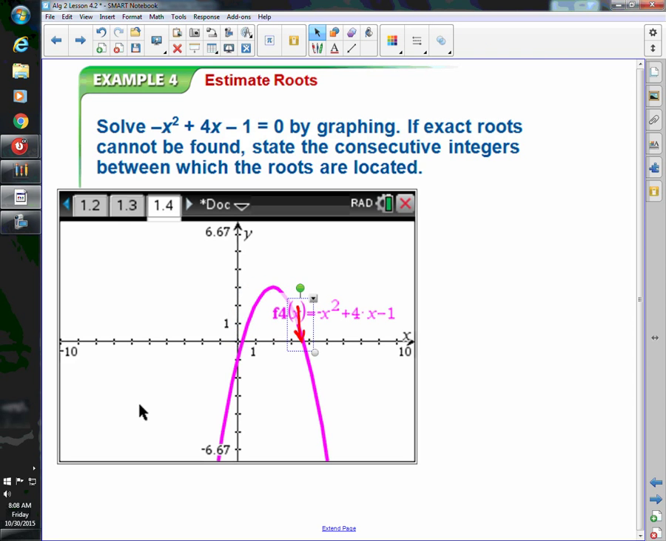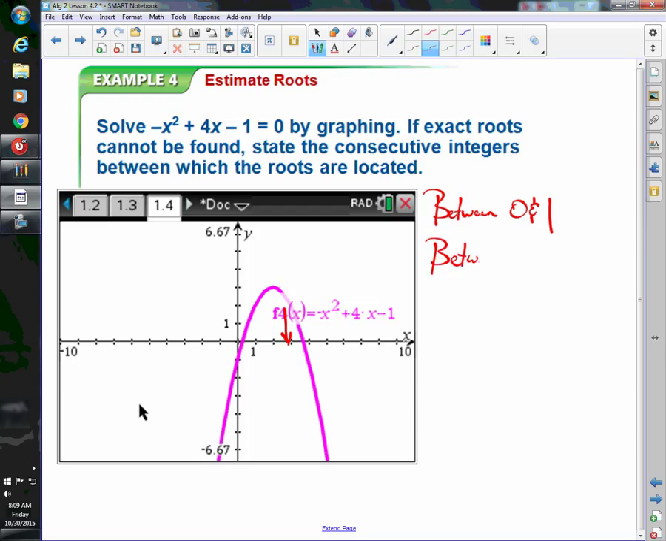So what we want to do here, it says, if exact roots cannot be found, state the consecutive integers between which the roots are located. This root is between 0 and 1. So we simply say between 0 and 1. And our other root, as you can see over here, is between 1, 2, 3, between 3 and 4. So we'll just say between 3 and 4. And using the TI Inspire calculator, that's all there is to this. All right, we'll see you back tomorrow for the next lesson.